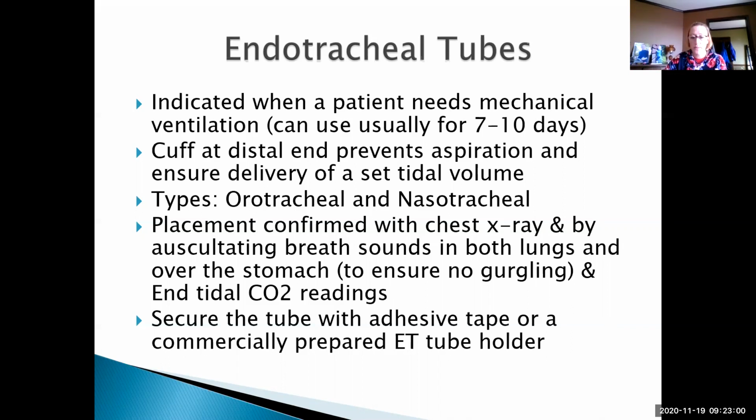We auscultate the breath sounds. There's a 5-point auscultation: upper lobes, lower lobes, and then up above the stomach, the gastric area, to ensure there's no gurgling. Because if you hear gurgling, then the esophagus was probably intubated and not the airway. So you should be hearing bilateral lung sounds. If you don't hear lung sounds on one side and only hear it on the other, most commonly it's the right mainstem, that the tube goes too far down. So the tube may need to be pulled back a little bit.